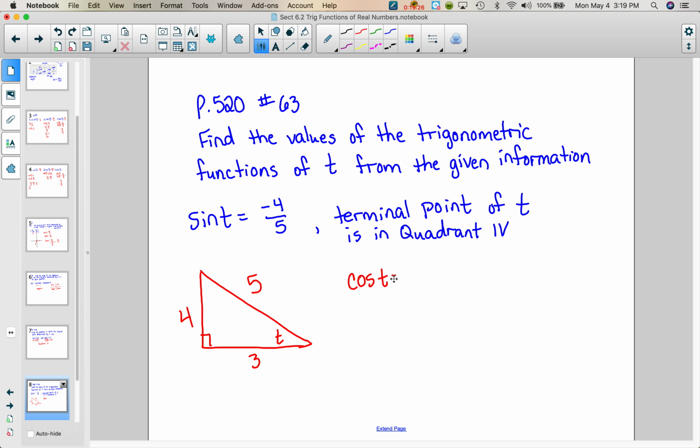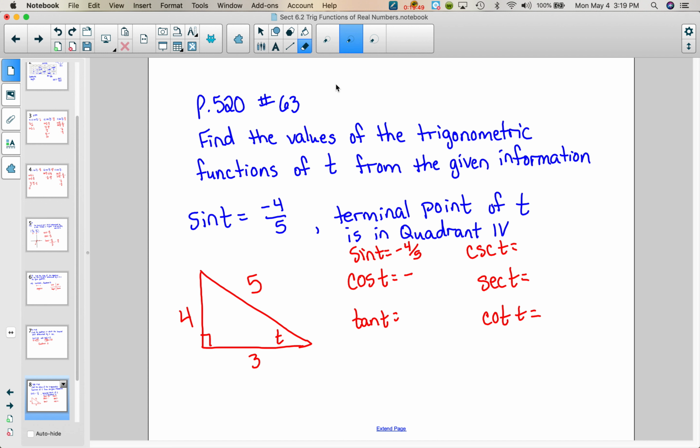So we need cosine t, tangent t. I'll just put in sine also. And then we'll have cosecant t, secant t, and cotangent t. That looks funny. So this is negative 4/5. Since it's quadrant 4, cosine is positive. Tangent is negative, cosecant and cotangent negative. So this is just going to be negative 5/4.